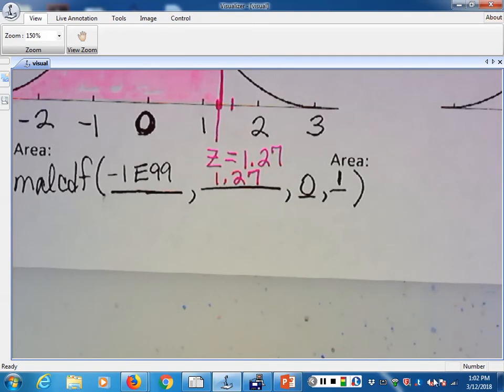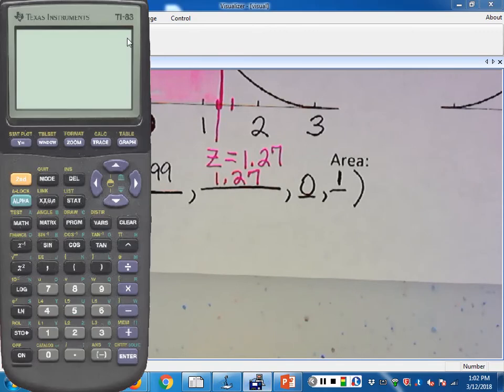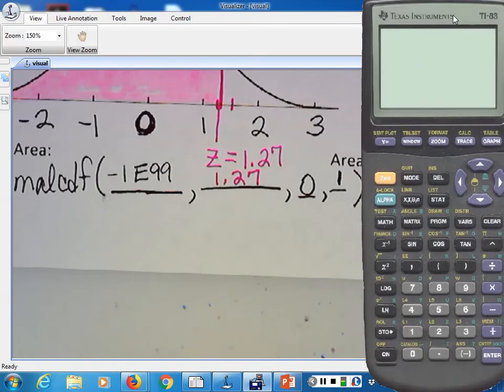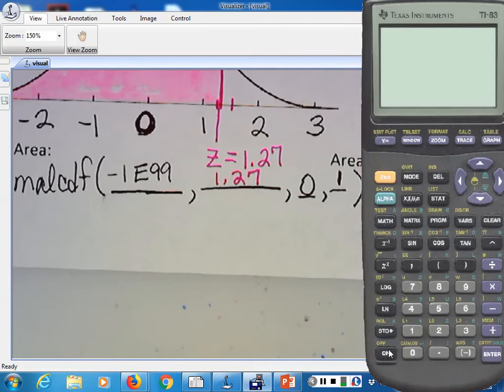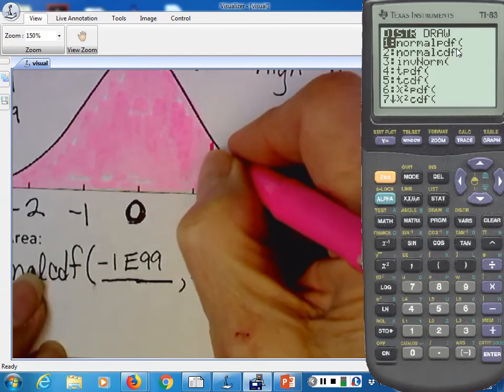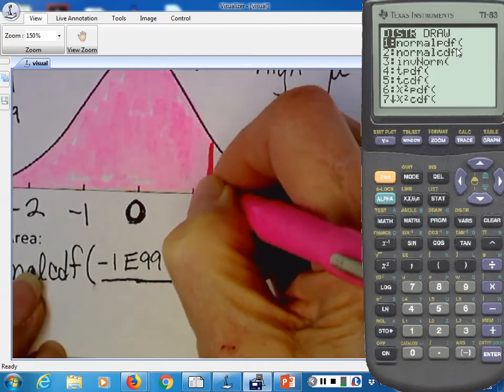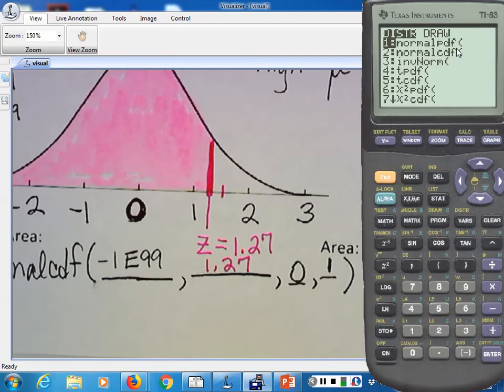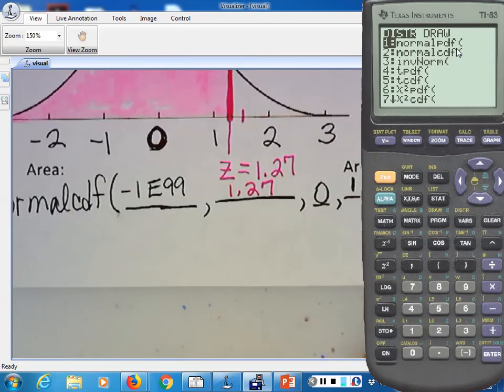So now let's put it in the calculator and see what we come up with. I'm going to turn the calculator on. You will never, never, never use item number 1 on this menu. Forget that it exists. We will never use normal PDF. What normal PDF actually tells you is the length of that line right there, which doesn't tell us a blessed thing. No help whatsoever.